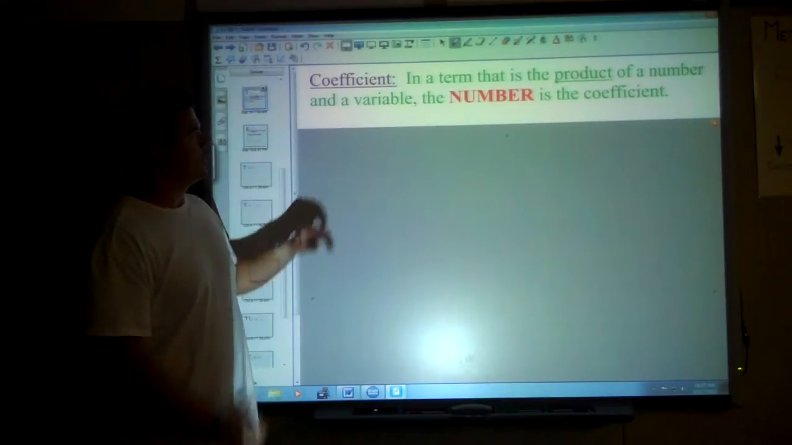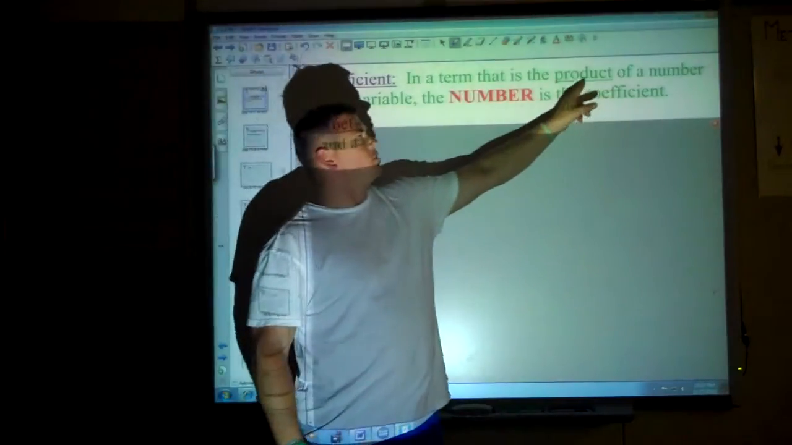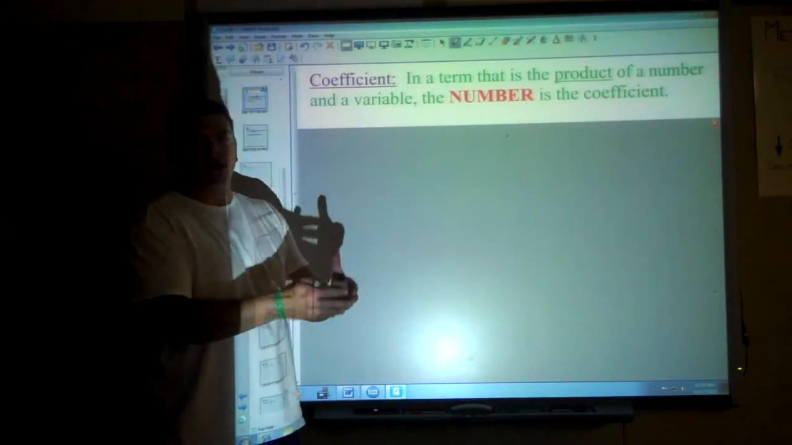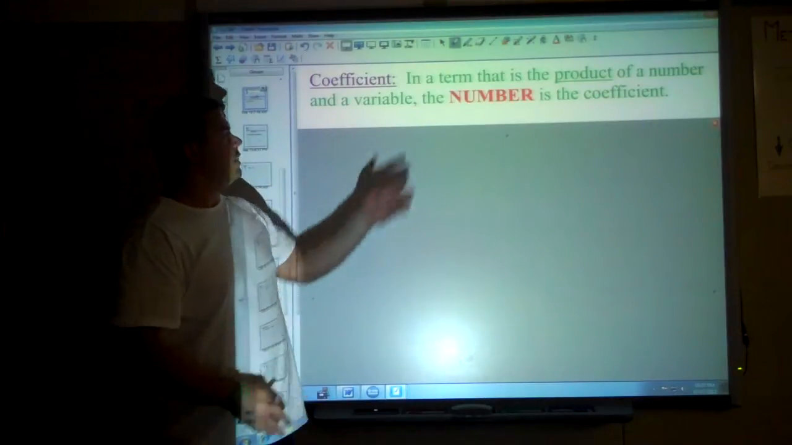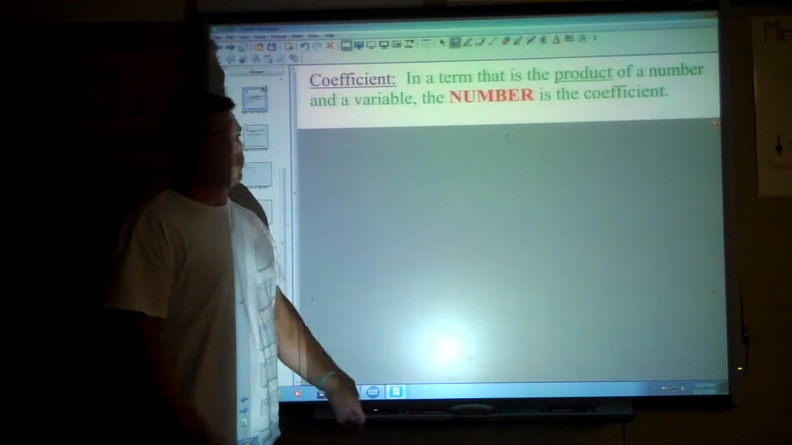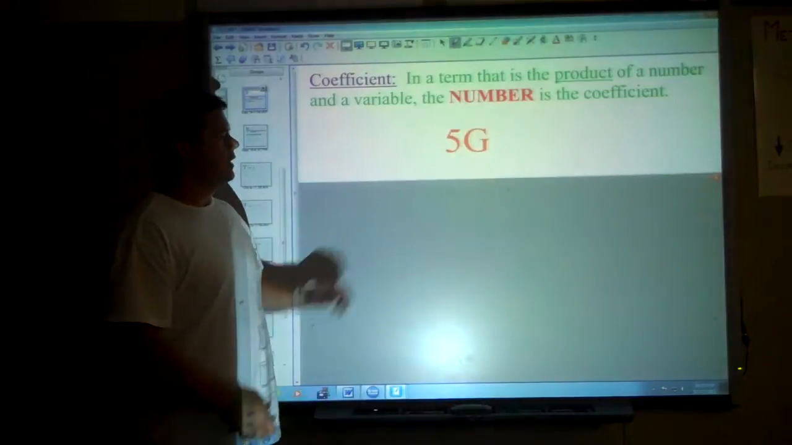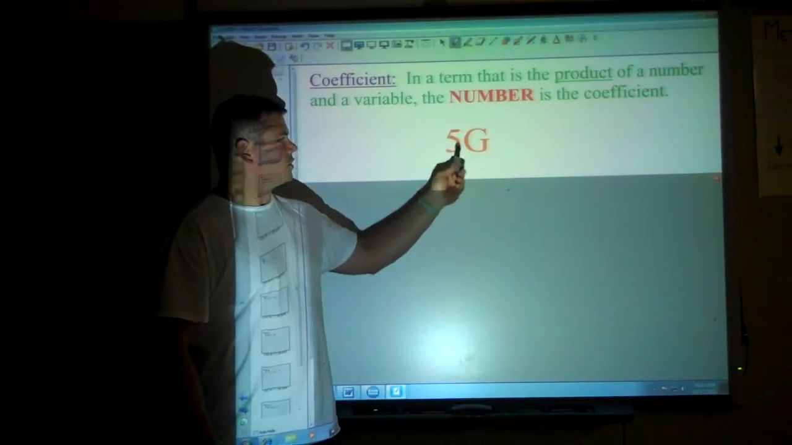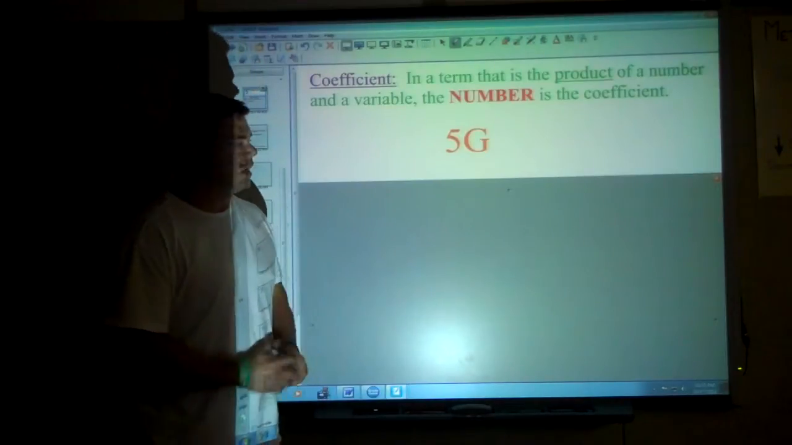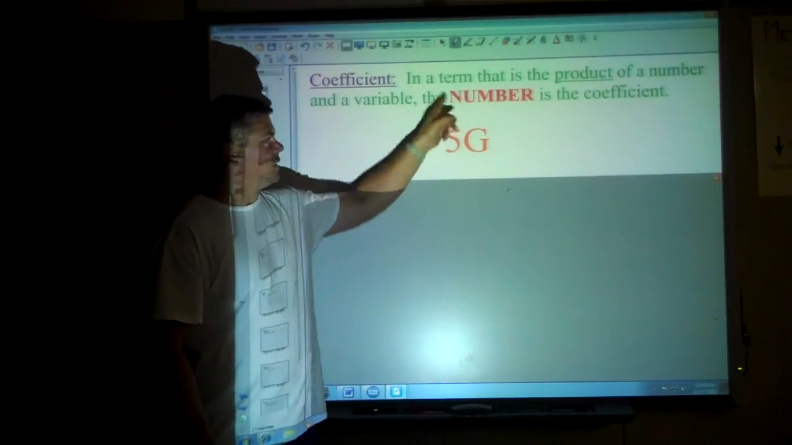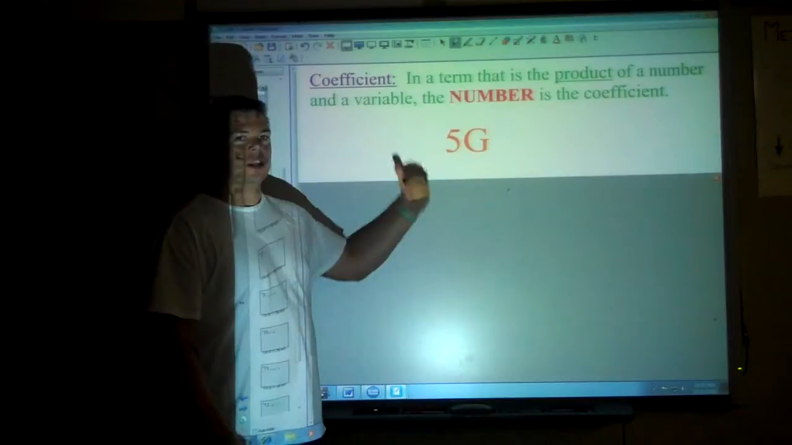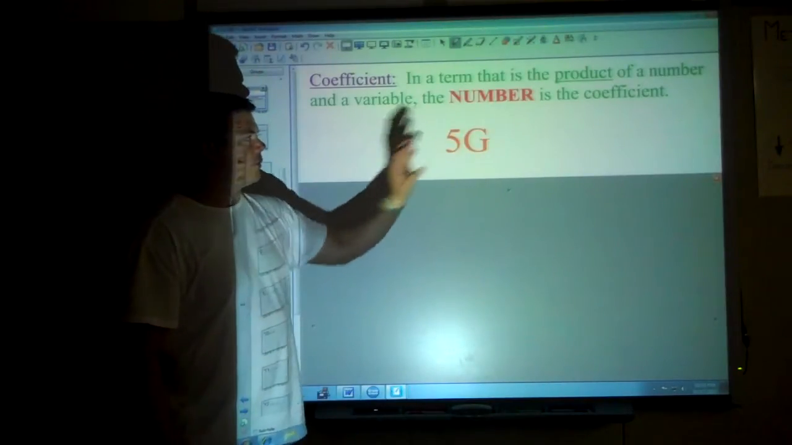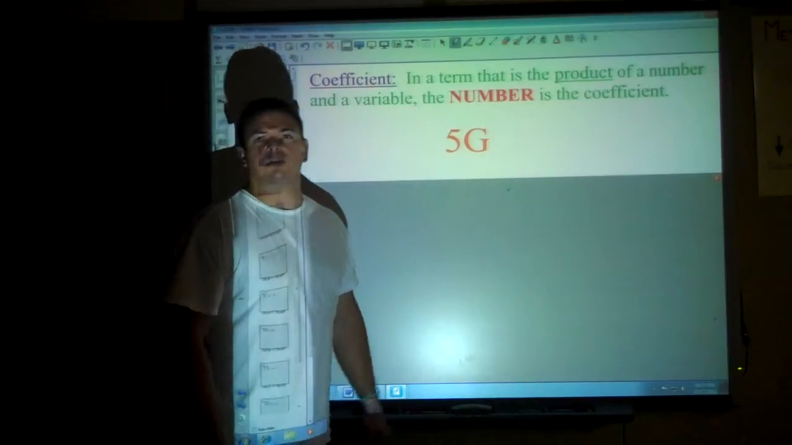positive and negative numbers. So in a term that is the product, and remember product means multiplication, of a number and a variable. So anytime you have a number next to a variable, that's product. The number is what we would refer to as a coefficient. So as an example, if you had a number being multiplied by a variable, since this is multiplication with no operation sign, the 5 is the number, that's the coefficient. It's the number in front of the variable. If you had a whole bunch of them, you could have a number of coefficients. It's whatever the number is in front of a variable.